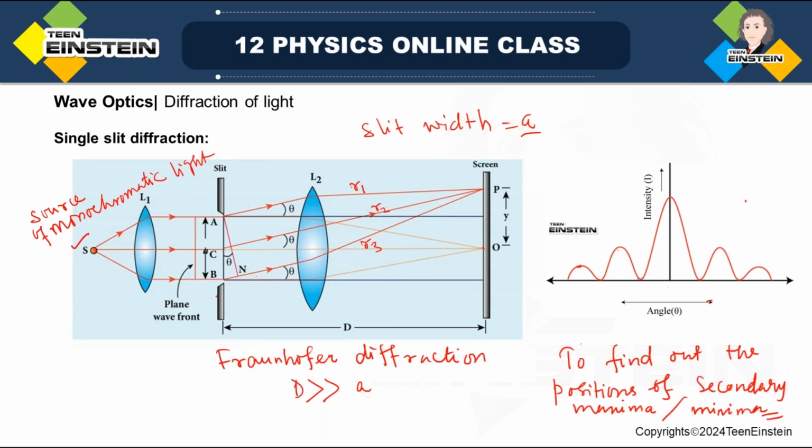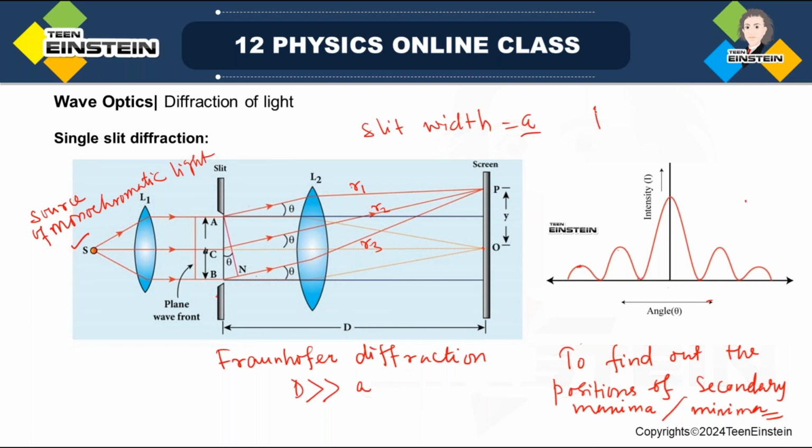Say this is P1. So we'll get minima, that means a dark point here. At what condition? We are saying that if the path difference between ray R1 and ray R3 is lambda, that is the condition we have here. We have to justify it. Before we justify, let me find out the path difference between these two rays.